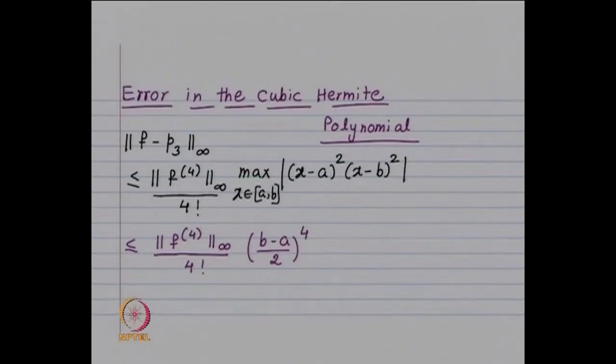So, now what I am going to do is look at an example. We will consider a specific example, calculate its cubic Hermite polynomial, and then afterwards we will consider the convergence of the interpolating polynomial.